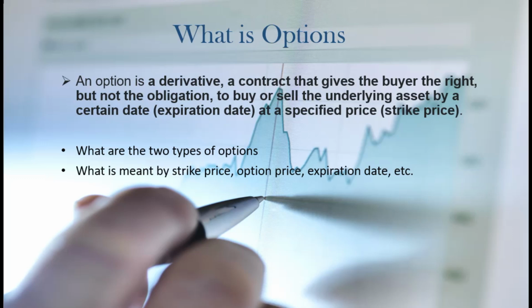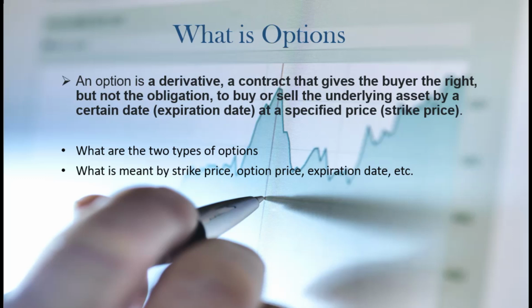Now we will see what is an option. An option is a derivative contract that gives the buyer the right but not the obligation. Obligation means a promise to buy or sell the underlying asset by a certain date, meaning expiry, at a specified price. Again, specified price means strike price. We will see types of options and what is meant by strike price, option price, expiration date, etc.